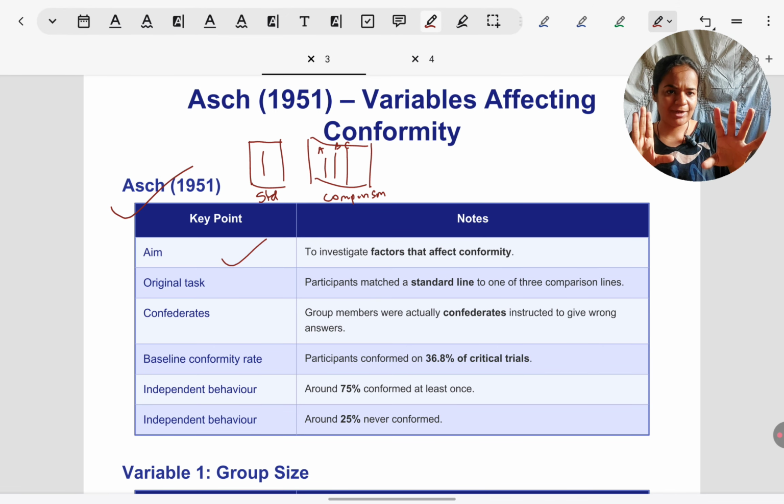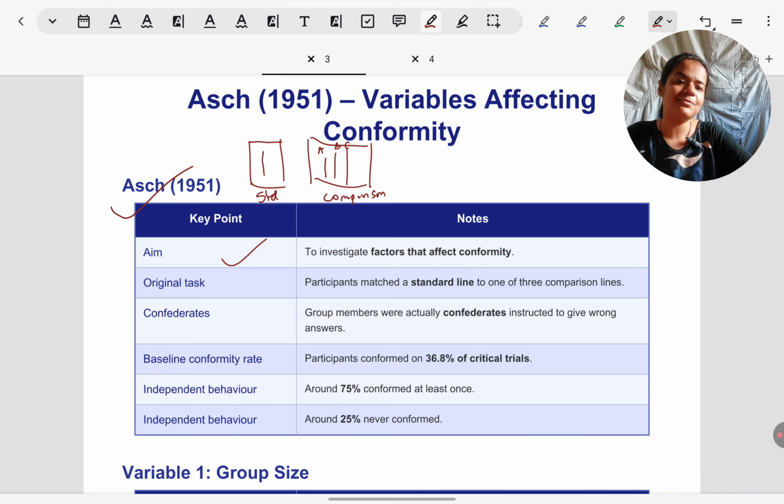Supposing on one trial, there were many trials, so say on one trial, B is the line which is exactly matching in length with the standard line. A would be too short, C would be too long. So anybody could see and tell that B was the correct line, which was matching with the standard line. But purposely, the assistants would give a wrong answer.